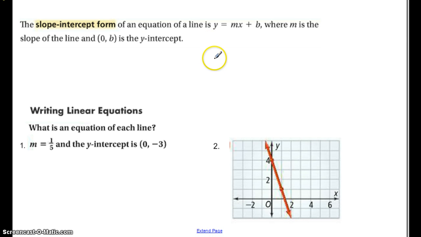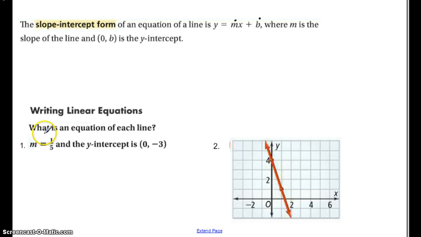Again, here's the slope-intercept form, which makes sense because you've got the slope and the intercept. Slope-intercept. Sheer geniuses who came up with that phrase. Let's go ahead and write a linear equation from some information that they've given us.